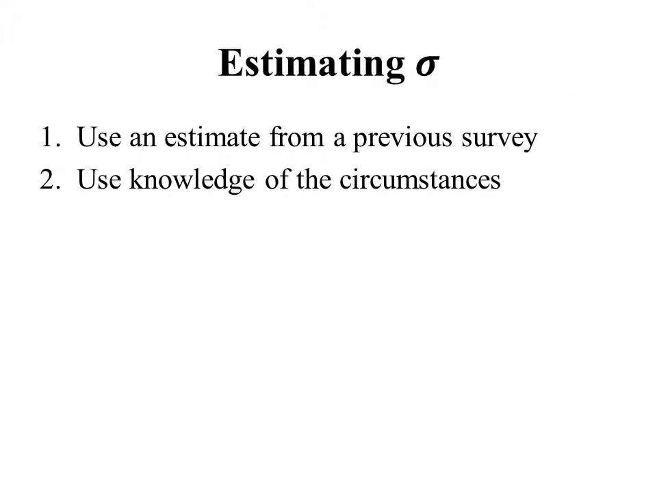Now, in order to use this formula to calculate the necessary sample size, we need an estimate of sigma, the population standard deviation. And there's at least a couple of ways that we could find this. One way is to use an estimate from a previous survey. Or number two, we could use knowledge of the circumstances. So maybe we just say, well, based off my previous experiences or knowledge of this circumstance, I think that the standard deviation is whatever. And so we can use that as our estimate.